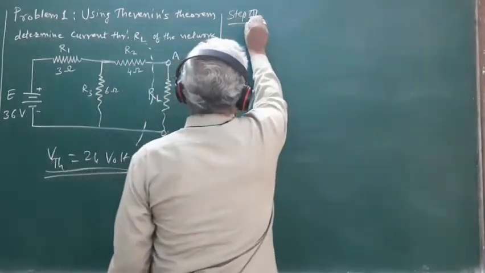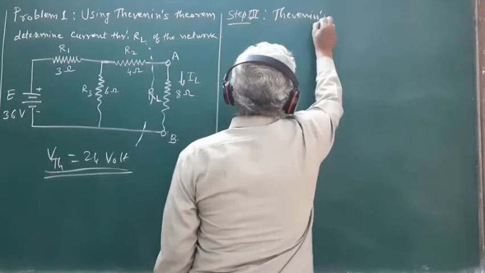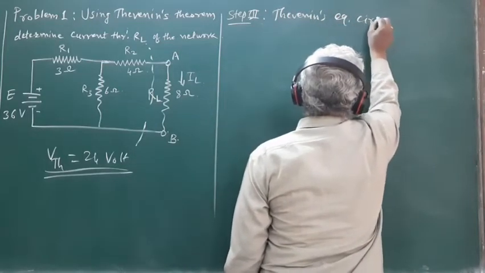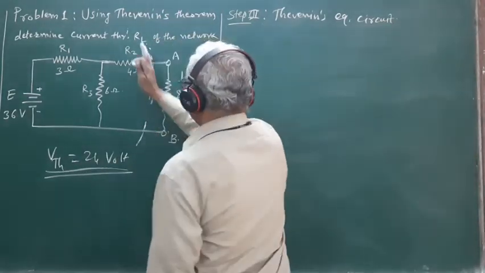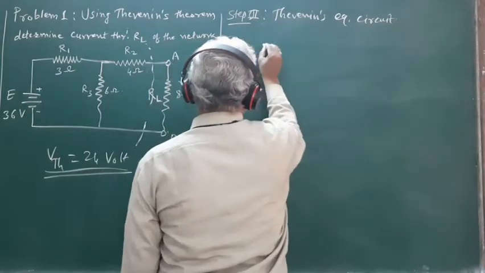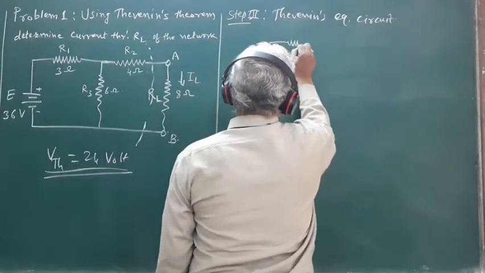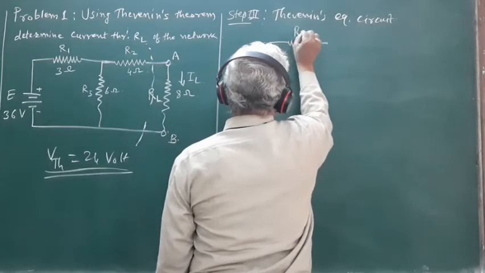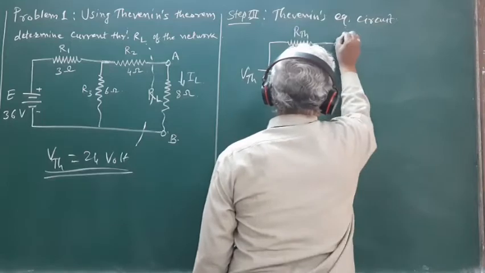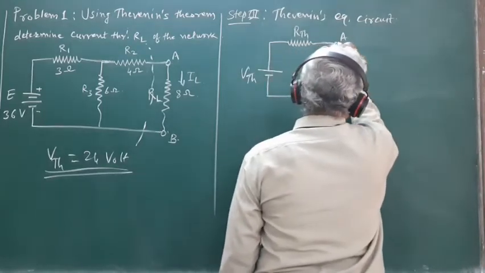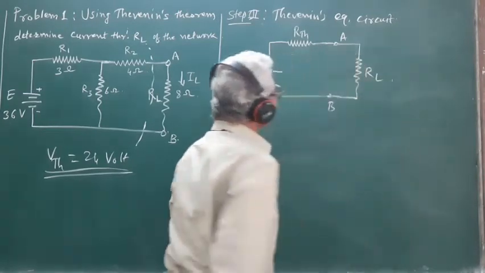So step 3 will be Thevenin's equivalent circuit and find the value of I. So the network to the left of the terminals A and B can be replaced by the series combination of VTH in series with RTH or RIN. This is VTH. So these are the terminals A and B, and to the right of the terminals A and B, we can again connect the load resistance RL.